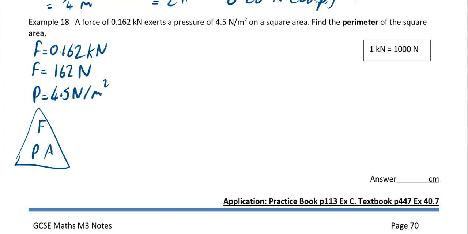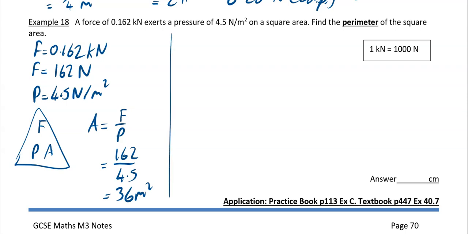If we do a wee memory triangle, what we want to find in this question, first of all, is area, which is force divided by pressure, which is 162 divided by 4.5, which works out to be 36 meters squared. And then we'll need to do something else to get to our final answer. Right, so we've got to the point where our area is equal to 36 meters squared. It asked me in the question to find the perimeter of the square.